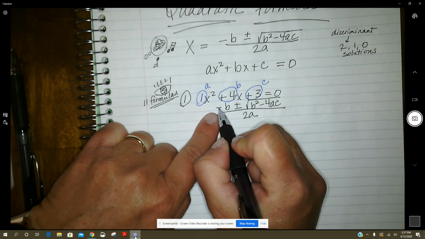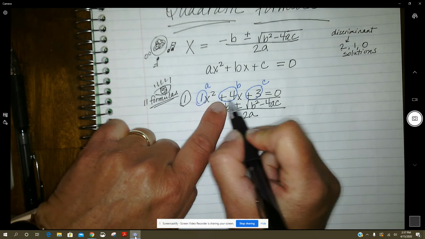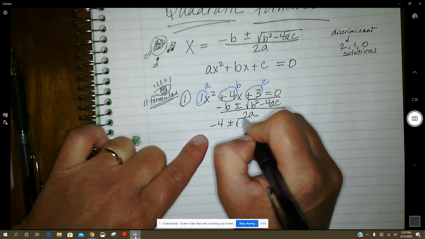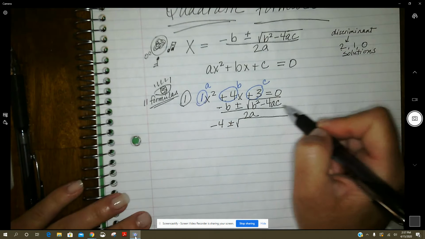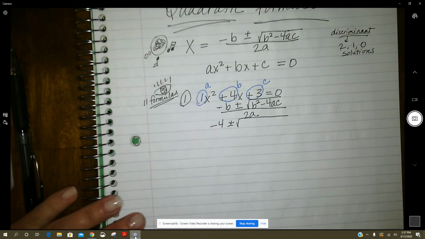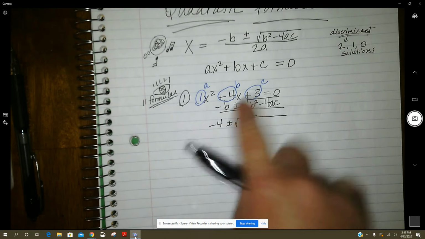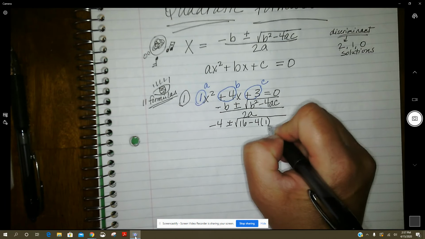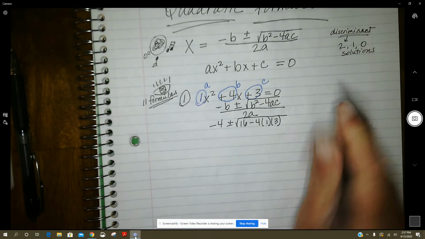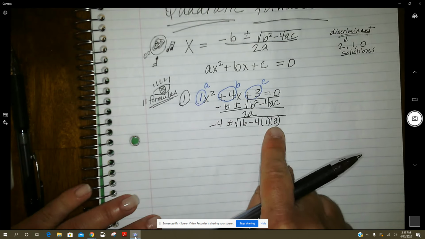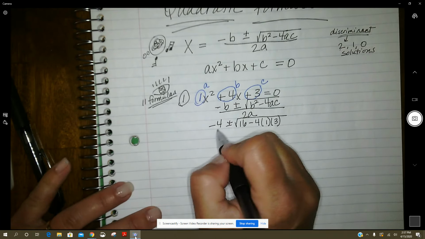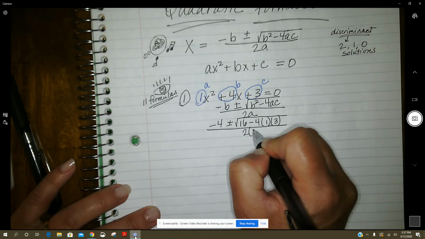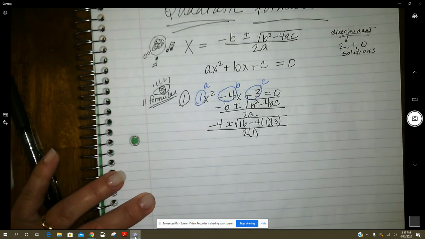So I'm going to do the opposite of B. What's the opposite of positive 4? Negative 4 plus or minus the square root of... here comes that discriminant that we practiced. B squared, what's 4 squared? 16 minus 4 times 1 times 3, because this is 4ac. And then do not forget, every bit of this is over 2 times a, or 2 times 1.